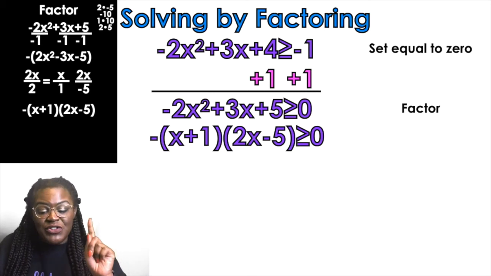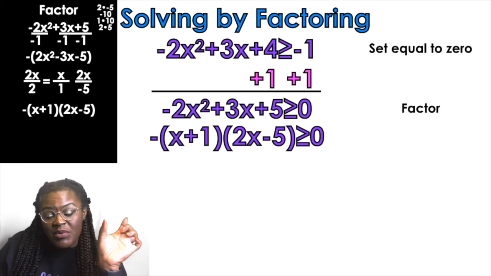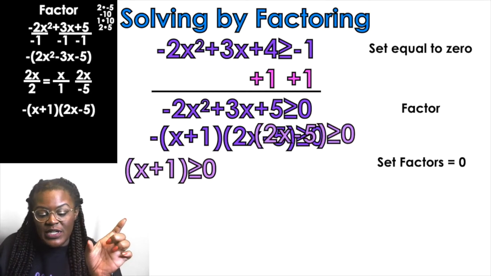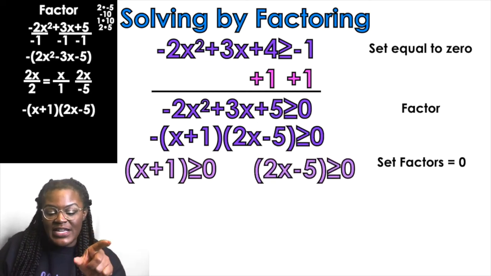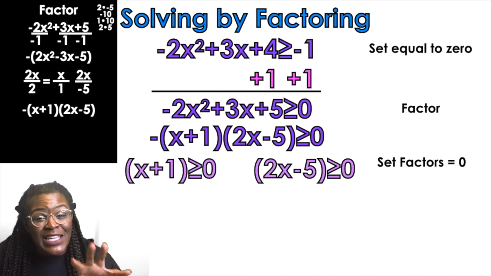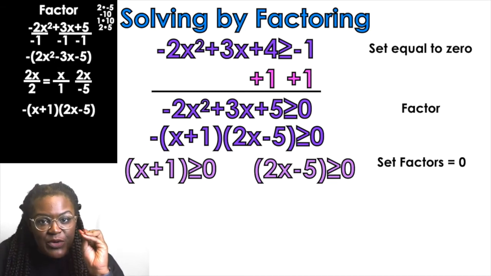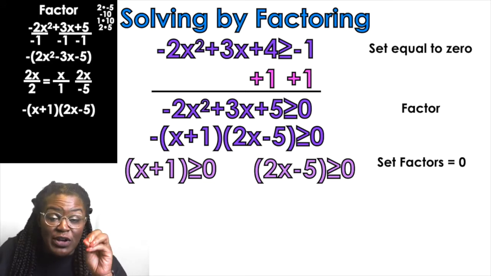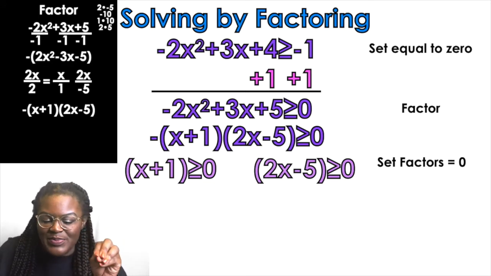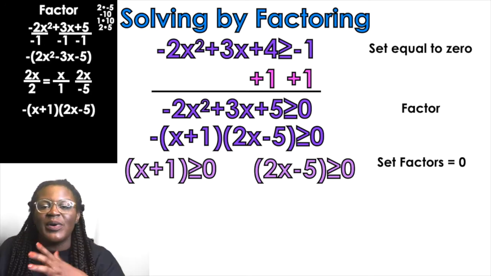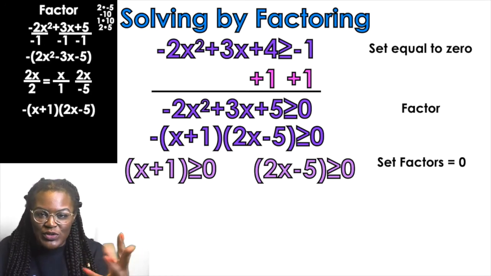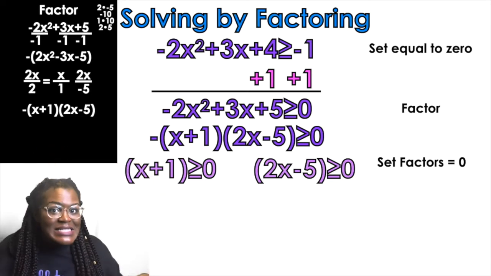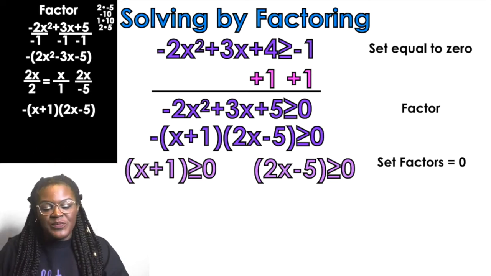So after you factor, you set each set of parentheses equal to 0 on its own. So we're going to set x plus 1 equal to 0, and then we're going to set 2x minus 5 equal to 0. I keep saying equal to, but you understand that we're doing inequalities today. So it's really x plus 1 is greater than or equal to 0, and 2x minus 5 is greater than or equal to 0. But I just keep saying equal to just because it's easier. But we are doing inequalities today, okay?